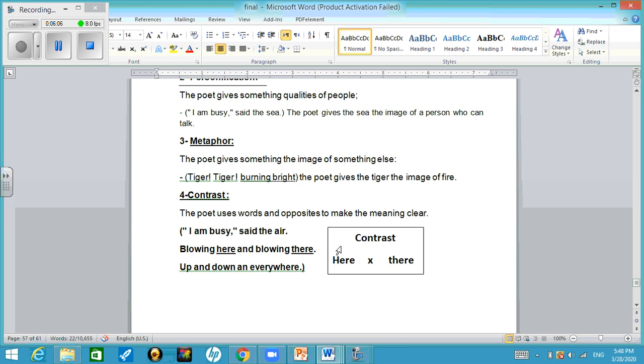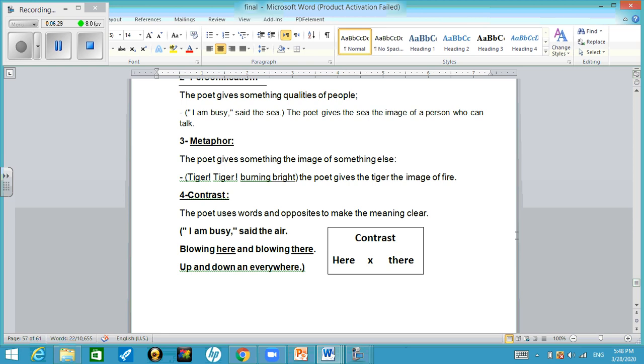Number four, last thing, we have contrast. Okay, what is a contrast? Contrast is when you're using words and their opposites to make the meaning clear. Like what? Using here and there. Using dark and light. Okay?